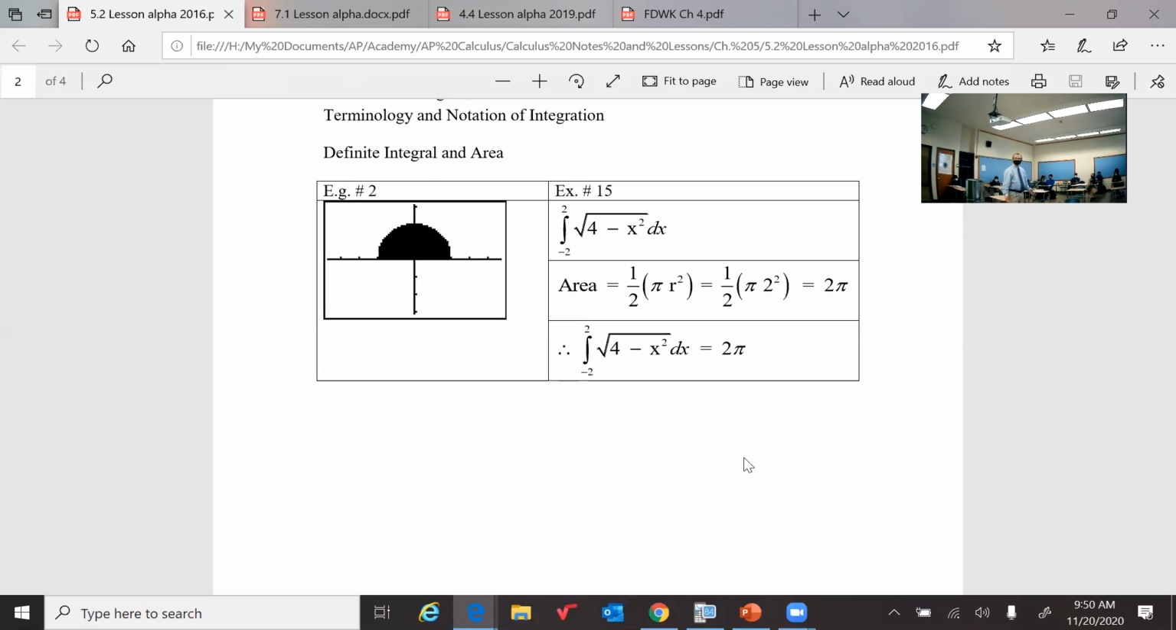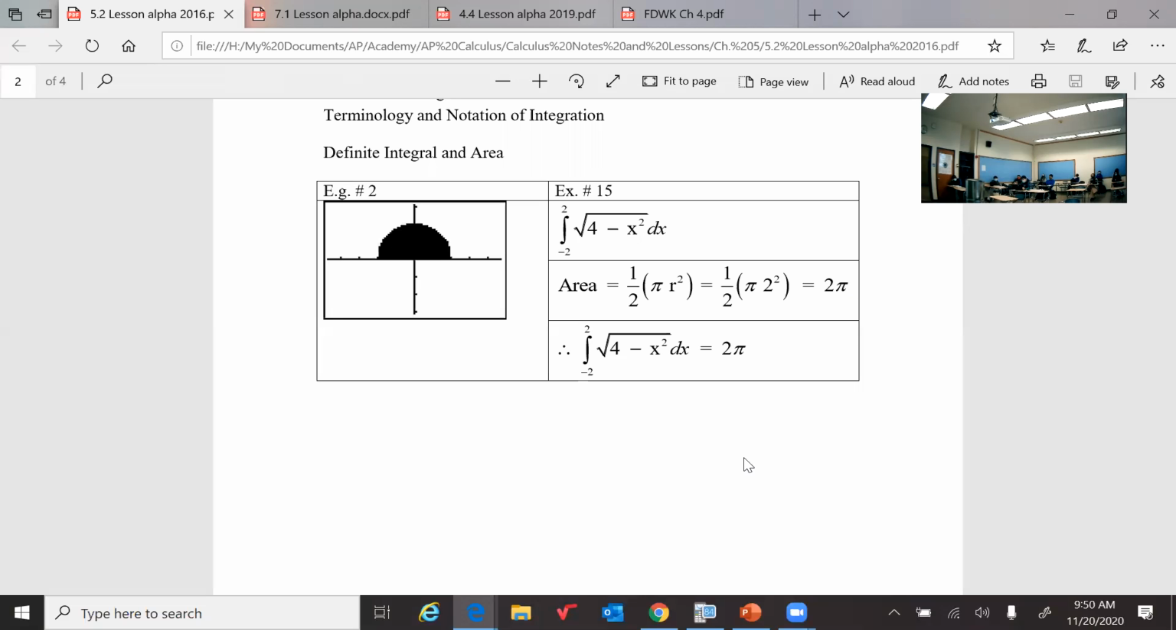What are we saying here? We're saying A, the left bound, the left limit is -2. B is 2. So you go from -2 to 2. And you're adding up, as a sum, all these rectangles that are here. All these little rectangles, how tall are they? They're this tall.